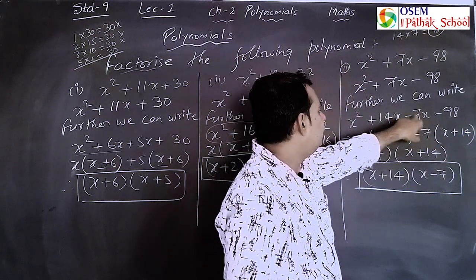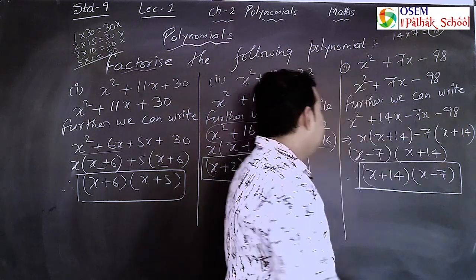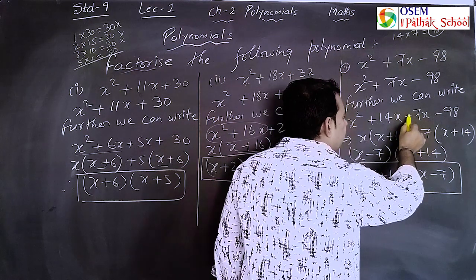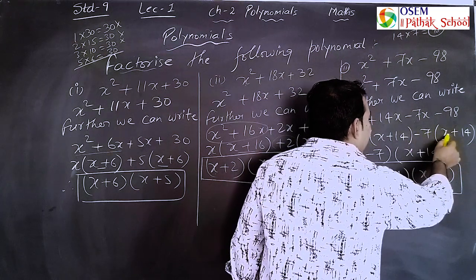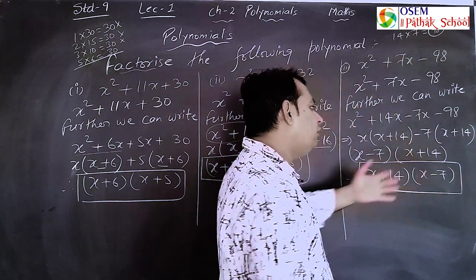14 minus 7, it will be 7. 14 into 7, it will be 98. Now what is the common term in both terms? X. X plus 14. Whatever the sign it will be over here, we will keep it over here. 7 and x plus 14, because plus minus it will be minus. It is a basic rule. Plus minus will be minus.